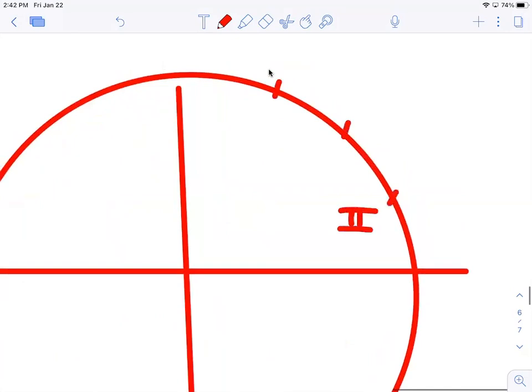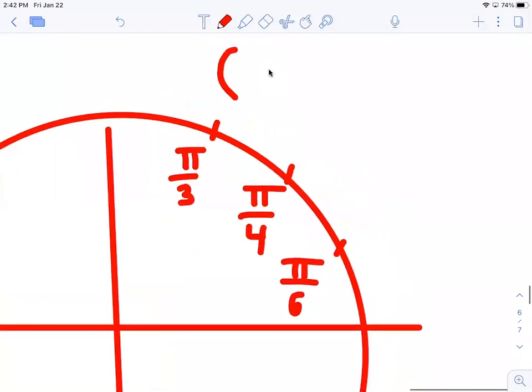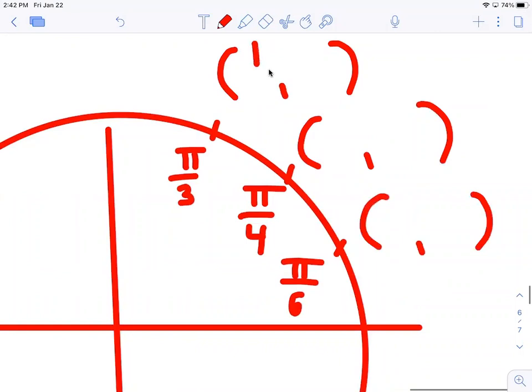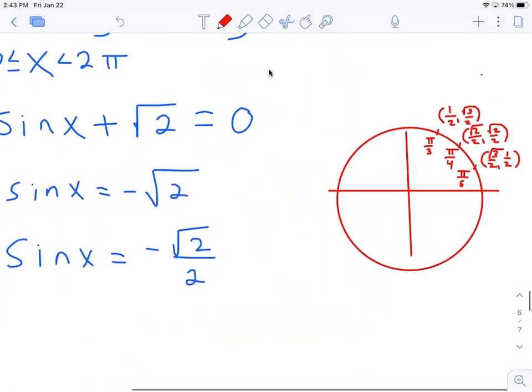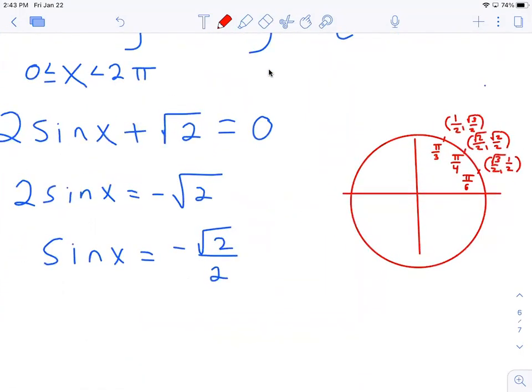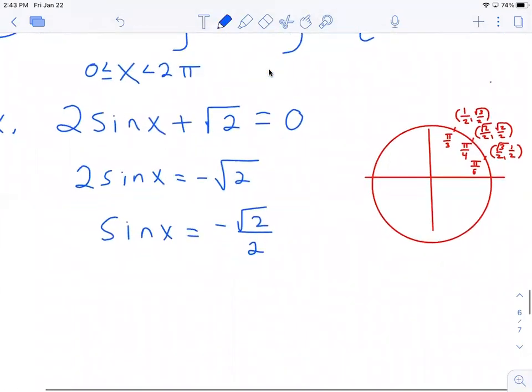This is pi over 6. This is pi over 4. This is pi over 3. And our coordinates are as easy as 1, 2, 3. So if I just wrote this down each time, I'm not going to do it for every problem because I only need to write it down one time. I have the entire first quadrant, and I'm going to go back to my equation. So I'll give you guys a second to catch up.